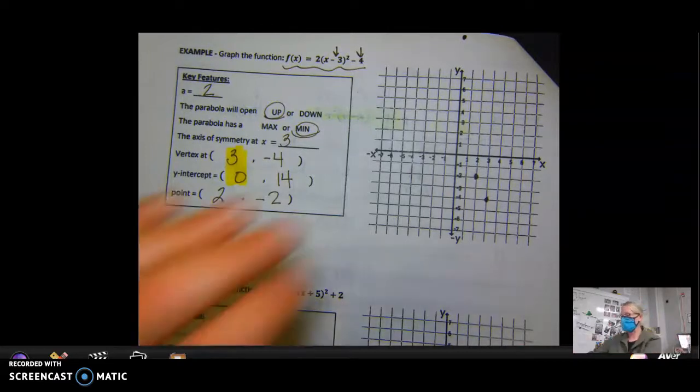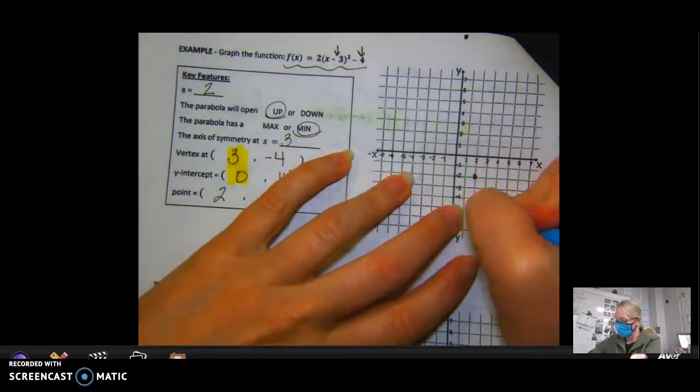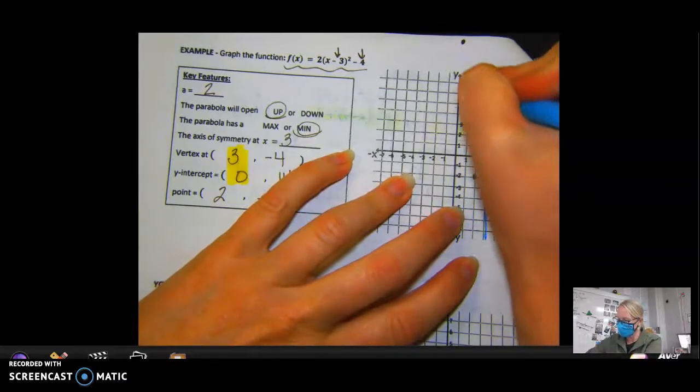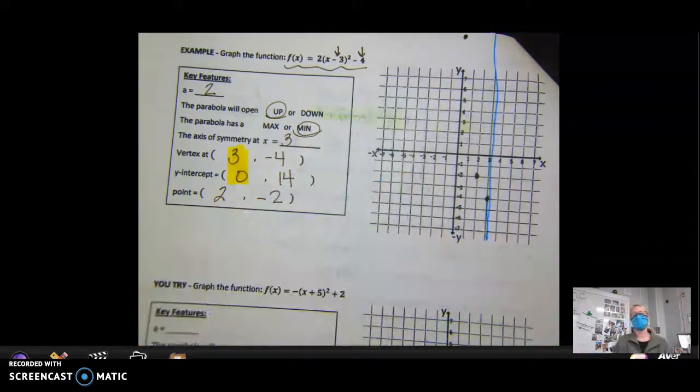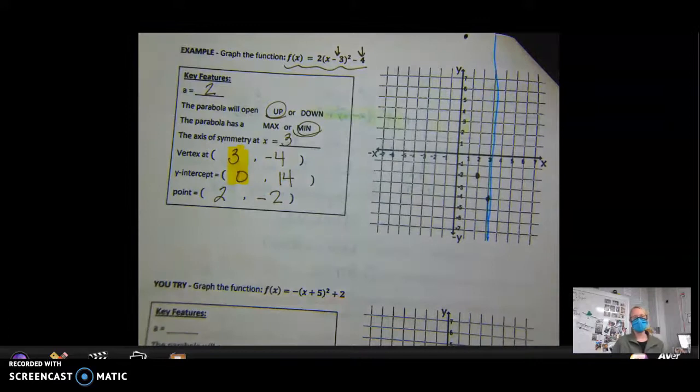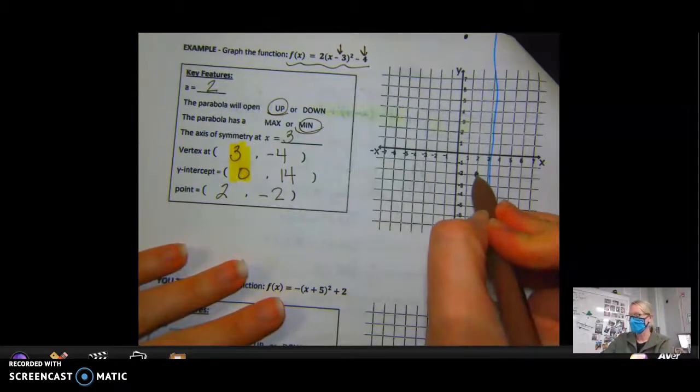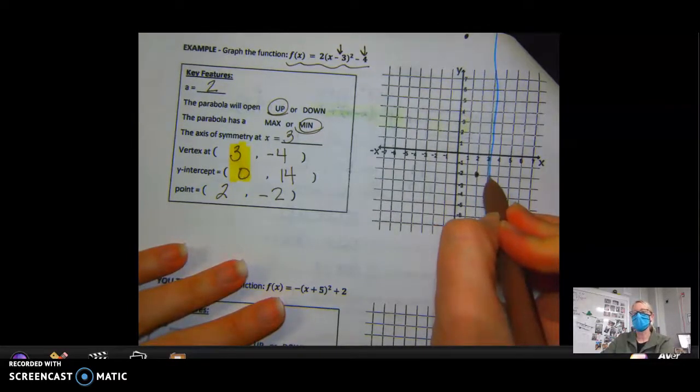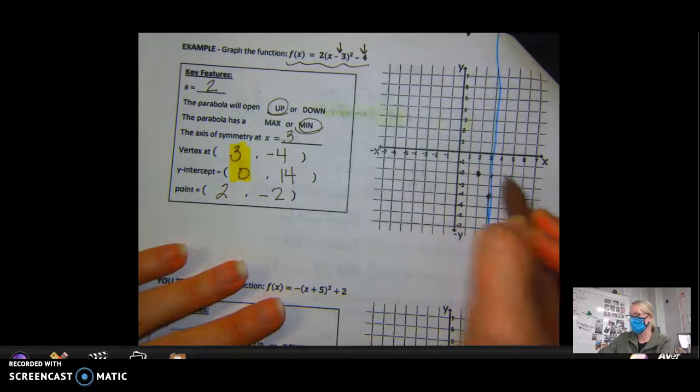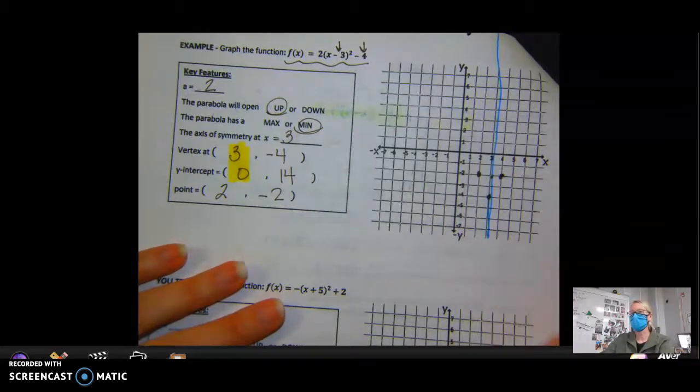To get the other side, I want you to draw your AOS. Remember, your AOS is the line of reflection that goes through the vertex. It's that X equals 3 line. And you're going to mirror image those points. So if I look here, I have a point that is 1 away from the axis of symmetry. So I have to go 1 away to mirror image it, and there's that point.